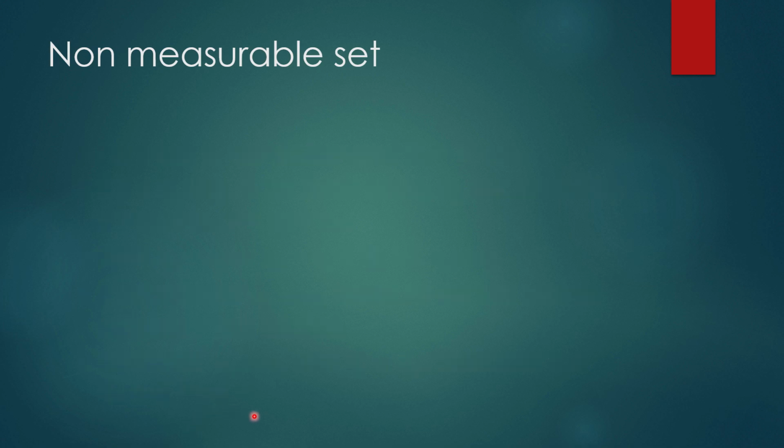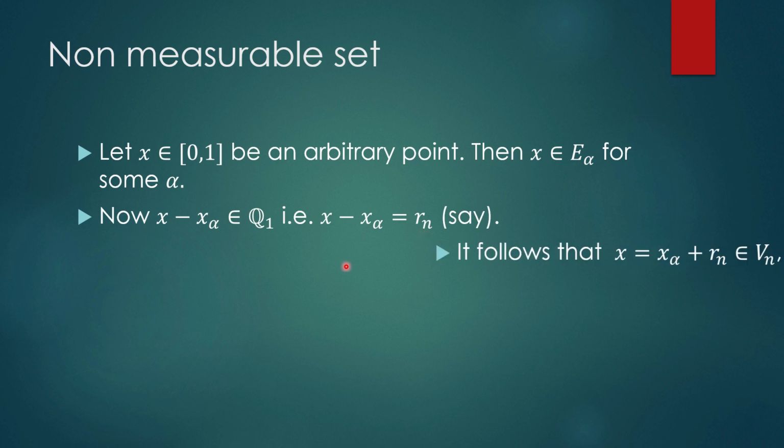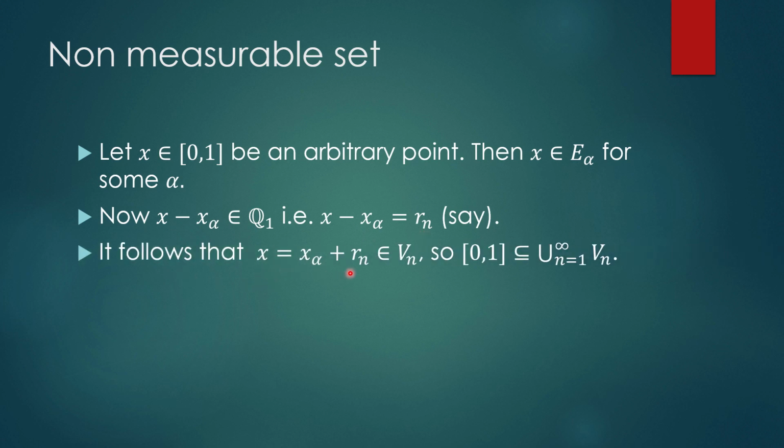Okay, so next you take a point x from the 0 1 closed interval, an arbitrary point, and since this set can be expressed as a union of sets E alpha, that means x belongs to E alpha for some alpha. Now x minus x alpha is a member of Q1 because x is in E alpha and x alpha is also in E alpha. Their difference is a rational number because they are in the same equivalence class. Therefore x minus x alpha should be some Rn, a rational number. So it follows that x is equal to x alpha plus Rn, but x alpha plus Rn belongs to Vn. So whenever you take x in the 0 1 closed interval, x is also in the union of the Vn, and therefore the 0 1 closed interval is a subset of this countable union.